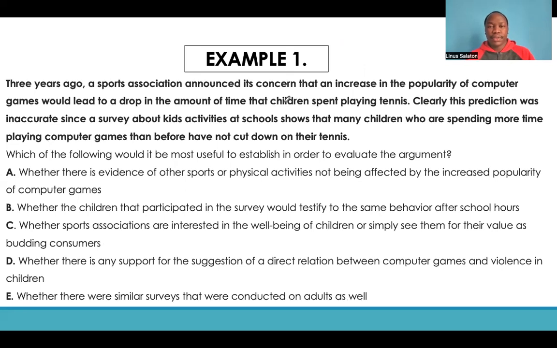You are free to pause the video where we will attempt the question that is here, after which you can play and we'll try the question together.